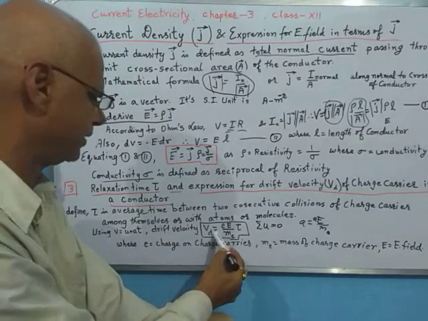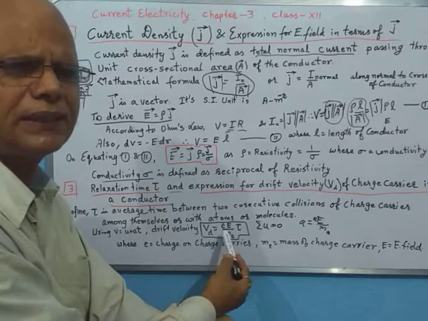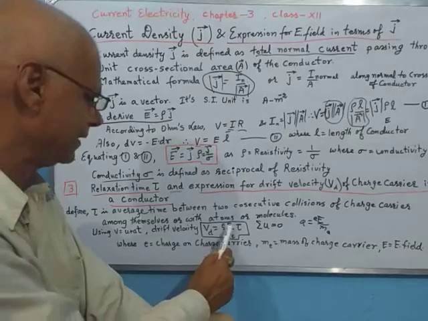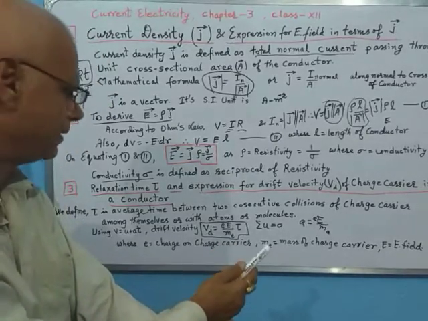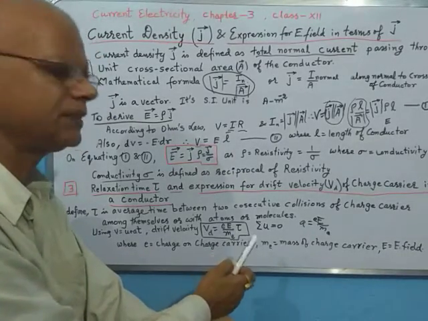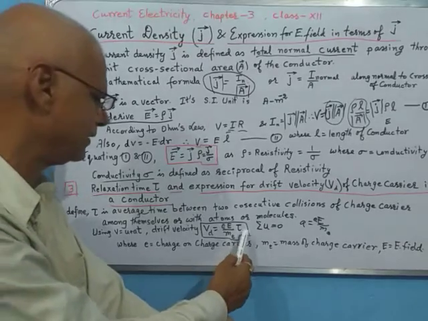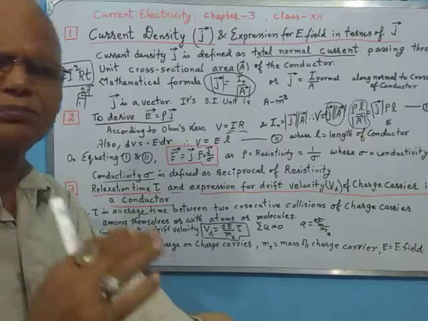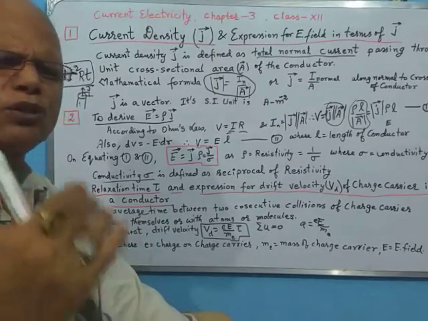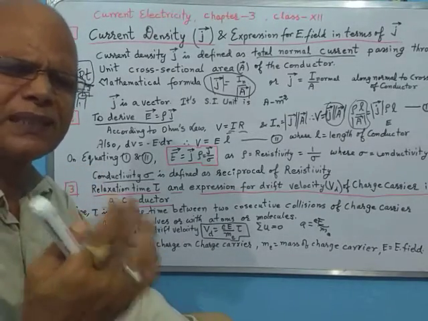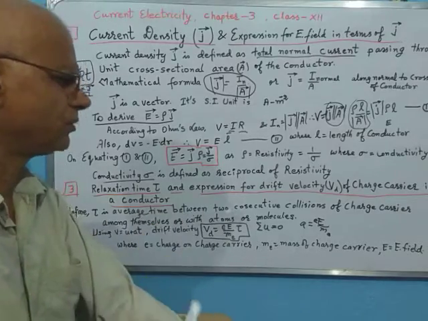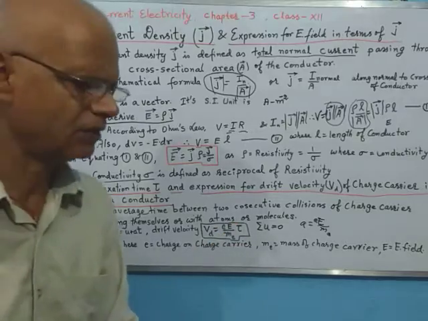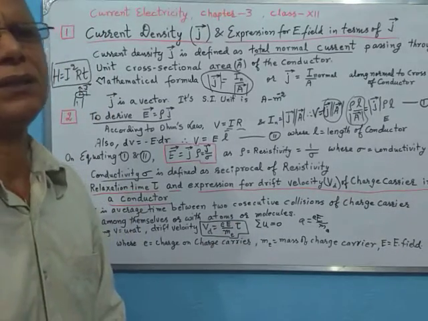Therefore drift velocity becomes equal to eEτ/m_e. Here small e is the charge carried by the charge carrier, capital E is the electric field applied, m_e is the mass of the charge carrier, and tau is the relaxation time for the charge carrier, which depends on the temperature, the density, etc. We shall be talking about on what factors the relaxation time depends in the coming topic.